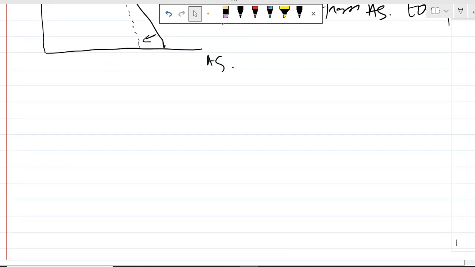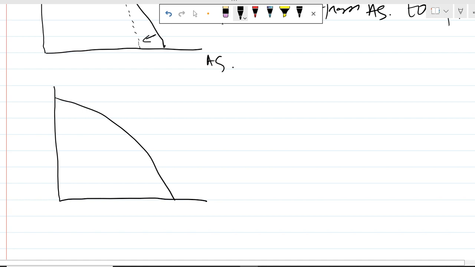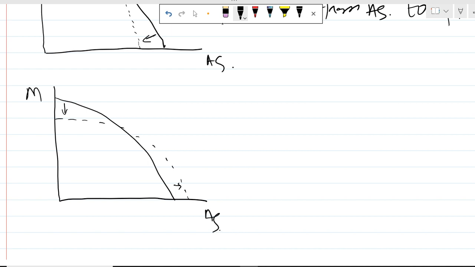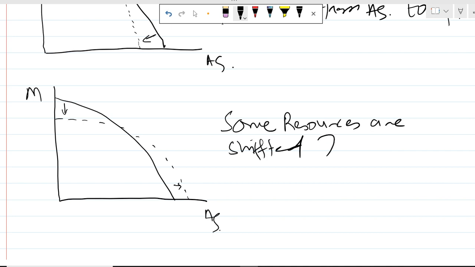Another shape of the PPC is the opposite of the above graph. Here manufacturing goods are decreasing, but agriculture is increasing. Same answer, some resources are shifted from manufacturing to agriculture.